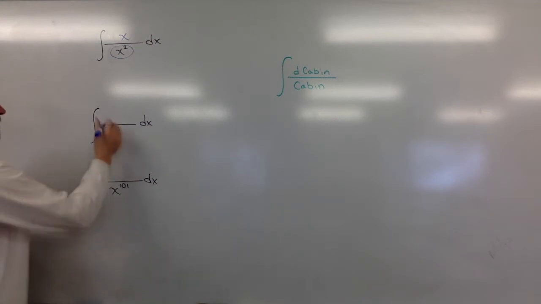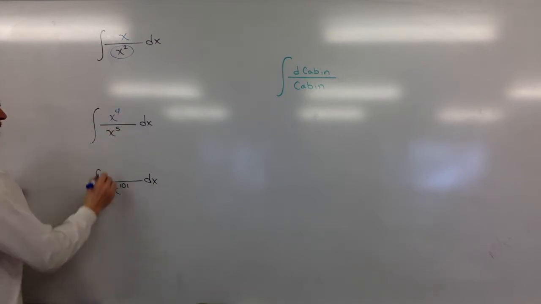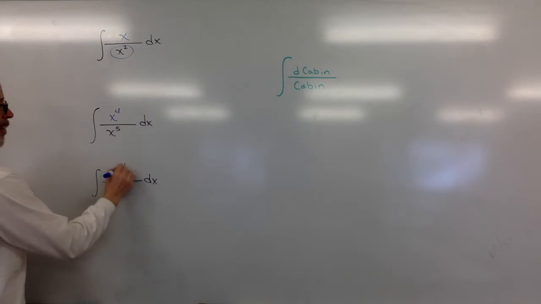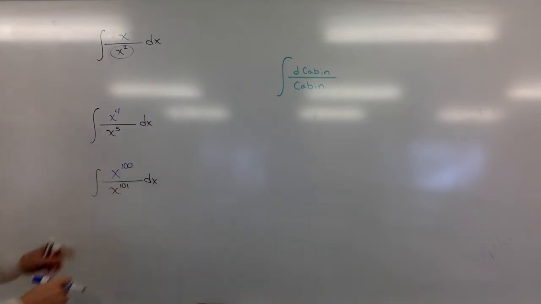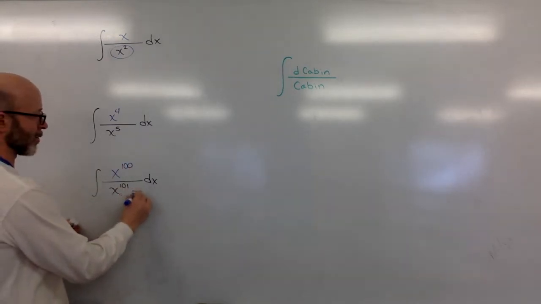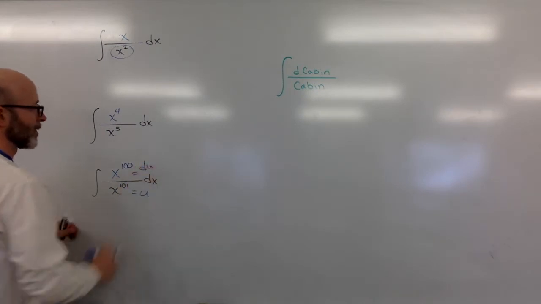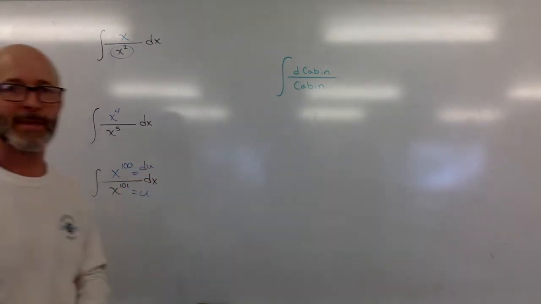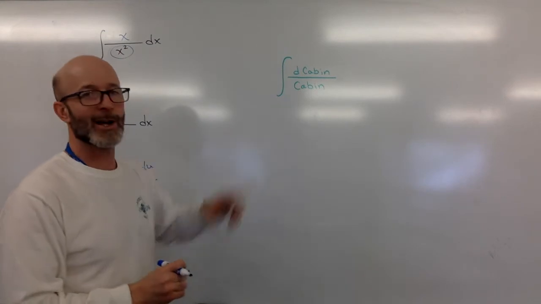Likewise, if this is x to the fifth, you should have x to the fourth up top, and for x to the 100th, it's always one power less, so that when you have the bottom equaling u, the top will equal the derivative of u. That brings us to one more question over here.